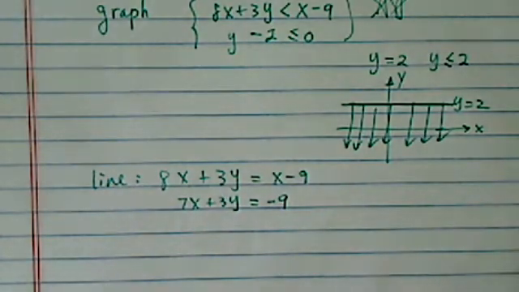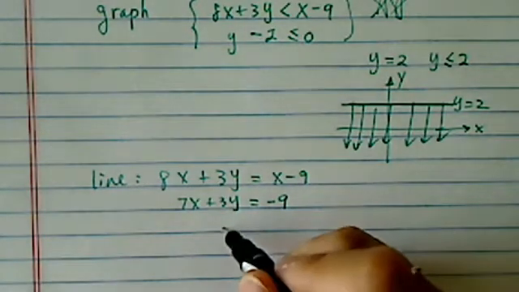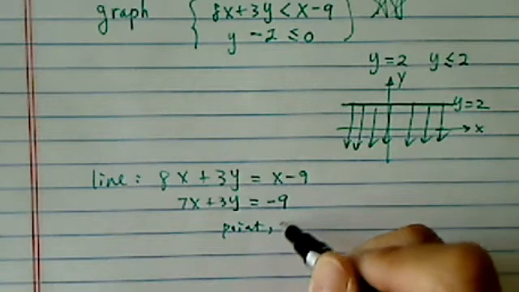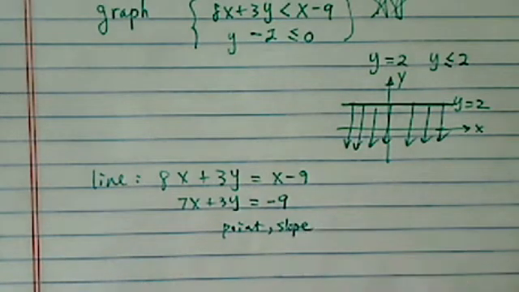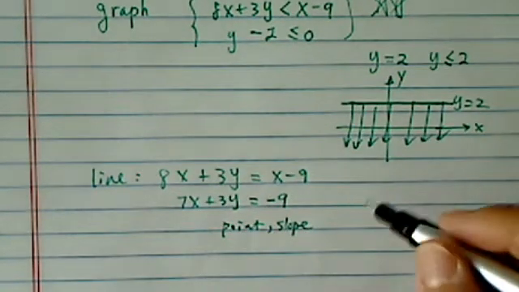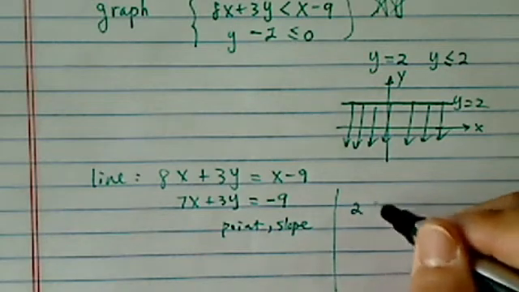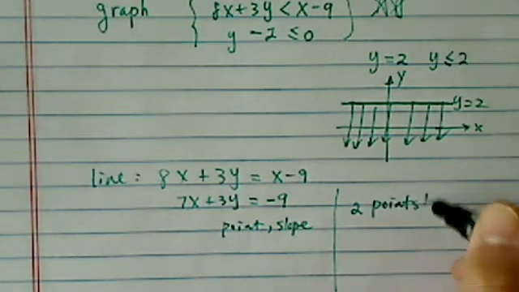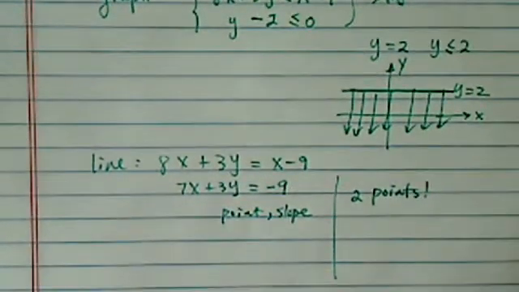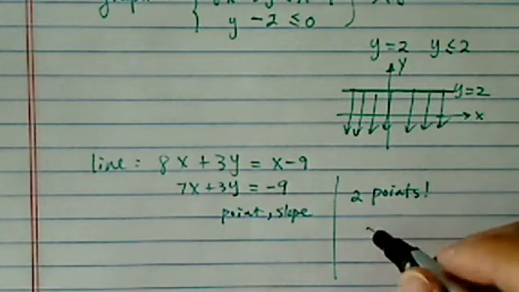Okay, now there are several different ways. You can use the point slope method, which I think is actually slower. So what I'm going to use here is actually a little different. I'm going to use 2 points. Okay. A line is really made up of 2 points. So all I have to do is find 2 points.